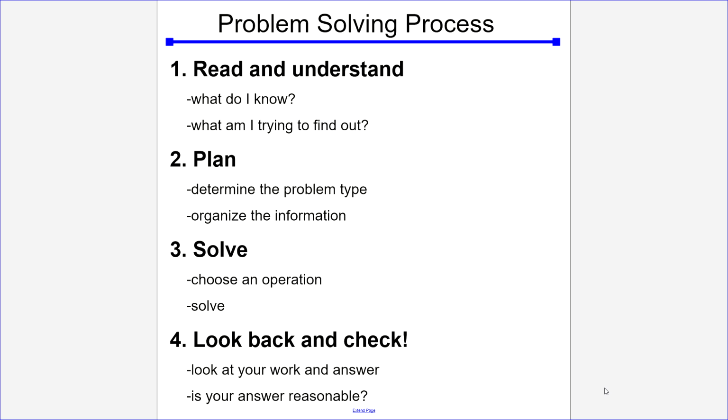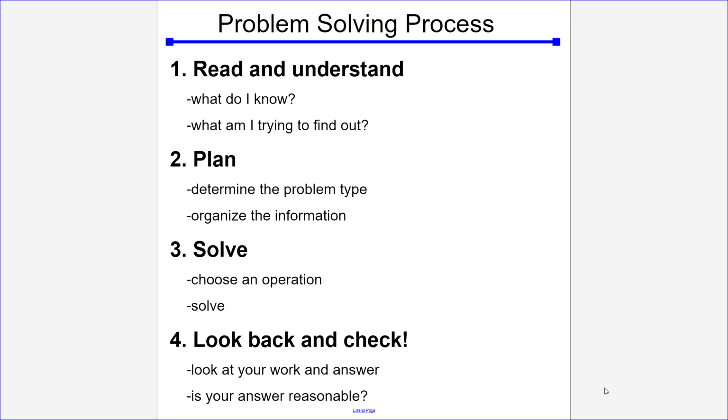You know that we use the problem-solving process every time we solve a story problem. First, we read and understand, finding the information we know and what the question is asking us to find out. Then we plan, we determine the problem type, and organize the information. When we solve put-together problems, we organize the information into a bar diagram. Then we solve the problem. We choose the operation that will let us find the missing piece of information, and we solve. Finally, we look back and check. We look at our work and we ask ourselves, is this answer reasonable?